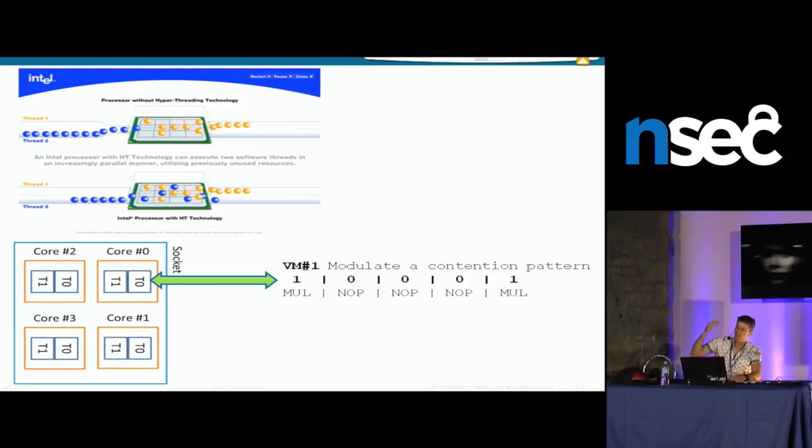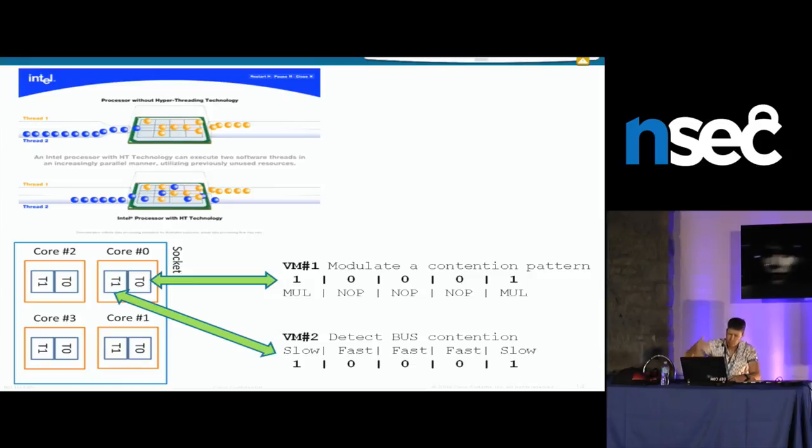I said to myself, well, what if from VM number one, let's say, I modulate a contention pattern over the execution pipeline. Let's say a long instruction, multiply, is a one, a short instruction is a zero, all right? And now what if on the other VM, I try to detect that contention over the execution pipeline, by measuring the time it takes to execute a certain instruction. If it takes long, well, it's a one. If it's fast, then it's a zero.